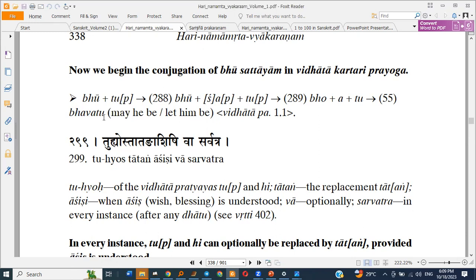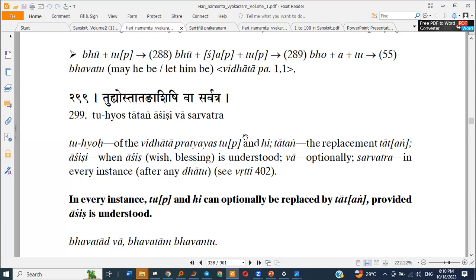Jagannath Swami Nayana Padagami, Bhavatu me, right? One of the prayers. So Bhavatu comes from here. May he be, let him be. Then Tuyos Tatang Asheshi Va Sarvatra.